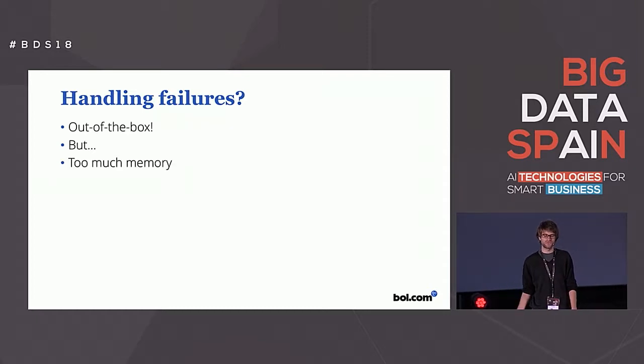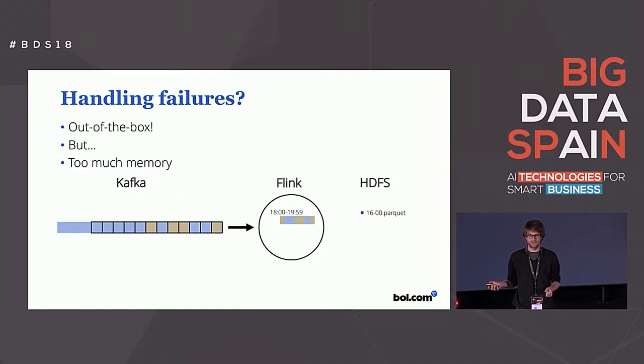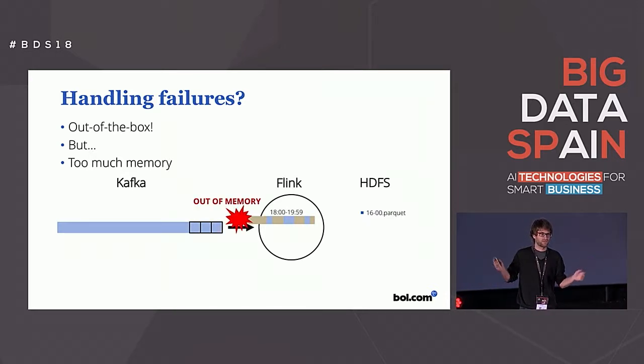But we might use too much memory. Like I said, this is also a bit of a simplification, but Flink keeps these windows in memory. And in our case, if somebody decides we don't want batches for 1 hour, but we want them for 2 hours, and we're using the same amount of memory, we need to keep 2 hours of data in memory, and at one point it's going to run out of memory. So we could just increase the memory in the machines, add more processing units, and so on.